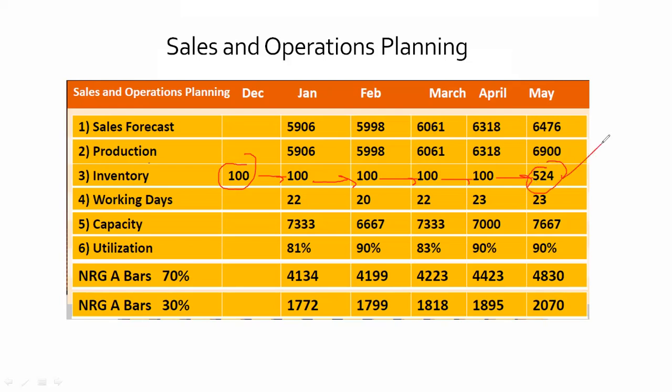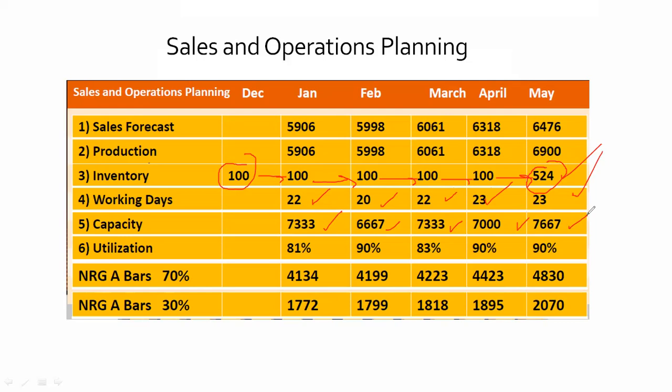This is the data that is available. वर्किंग डेज का डेटा है जनवरी के 22, फरवरी 20, मार्च 22, April 23 and May 23. Based on the capacity will be 7333, 6667. That is the data that is given. 7333, 7000 and 7667. Okay.